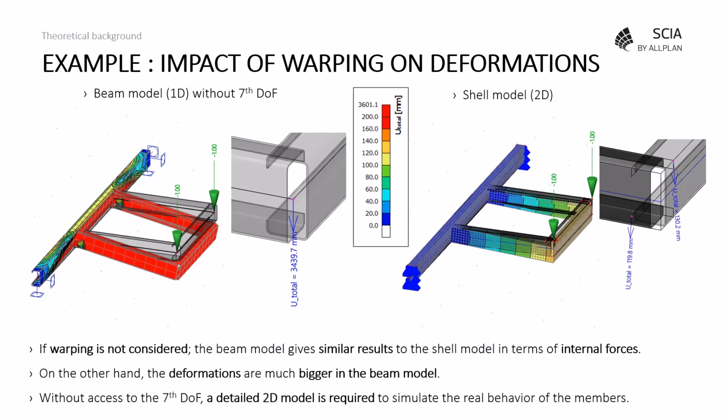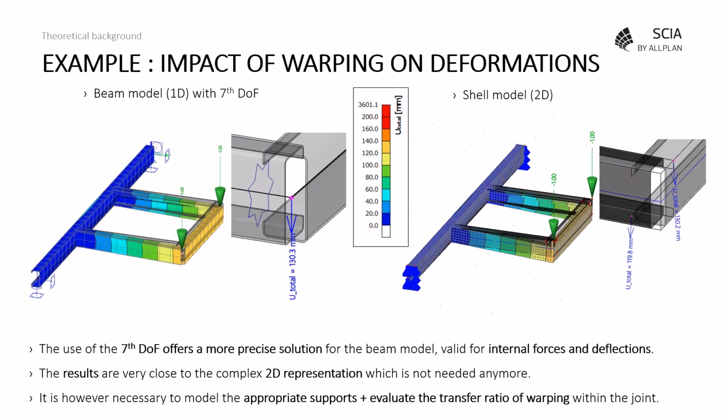And on the other hand, the deformations are much bigger in the beam model. As you can see, we have, for example, almost 3.5 meters displacement on the left side, which is really huge. As for the shell model, the biggest displacement is around 130 millimeters only. So without access to the 7th degree of freedom, a detailed 2D model is required with shell elements to simulate the real behavior of the members.